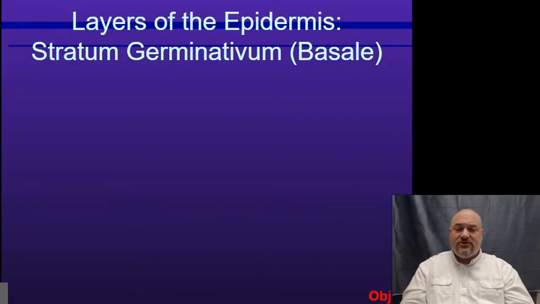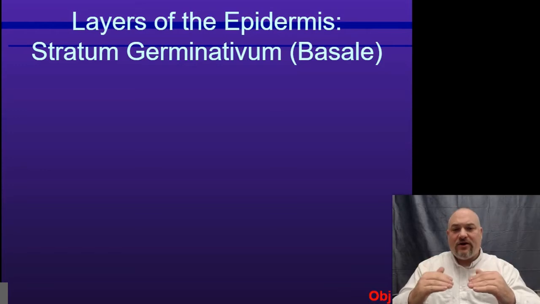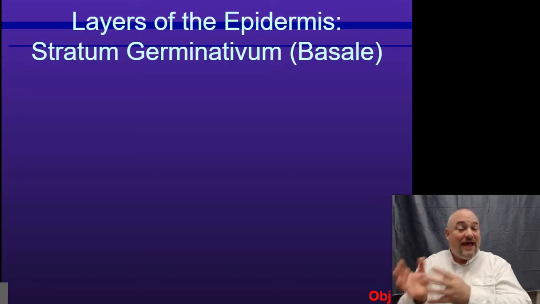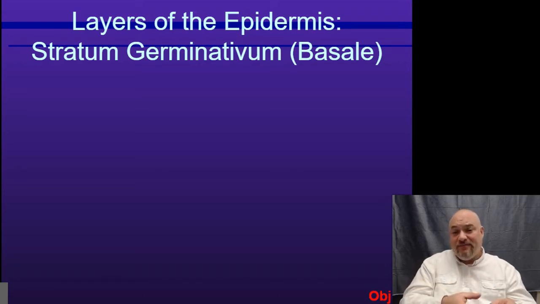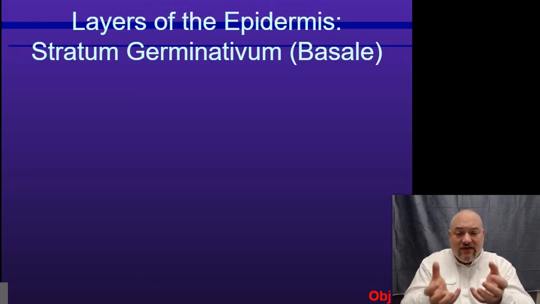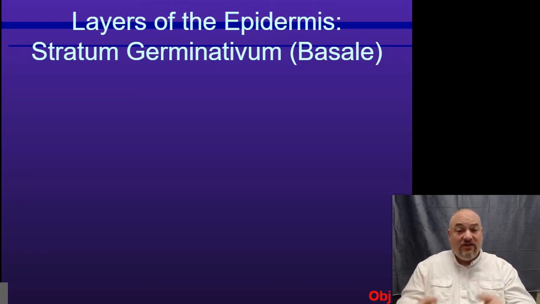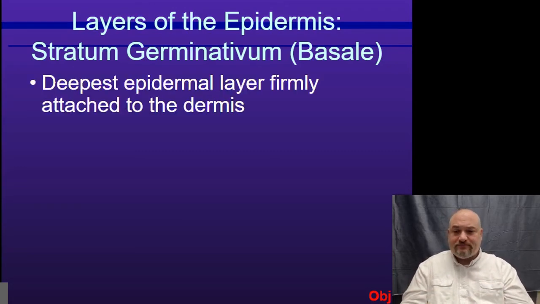So let's take a look at the layers of the epidermis, and we'll start with the bottom layer or the base layer. You'll find it mentioned in different textbooks using two different words, stratum germinativum and stratum basale. Basale, because it's kind of the basement membrane, the foundation, everything grows up from this. Stratum germinativum, because it's where everything grows from, what germinates the rest of the cells. It's the stem cell layer for the epidermis.